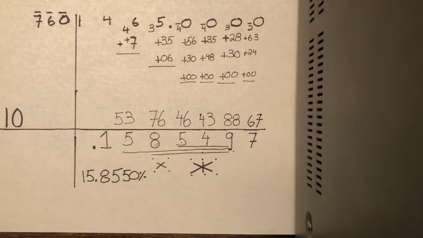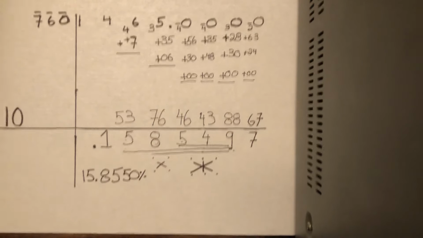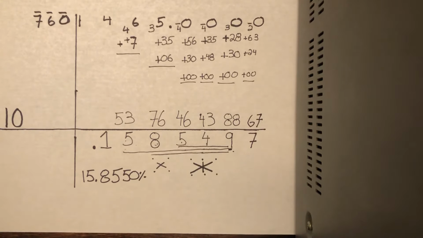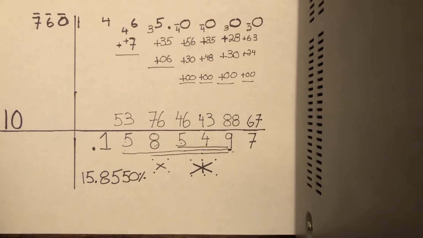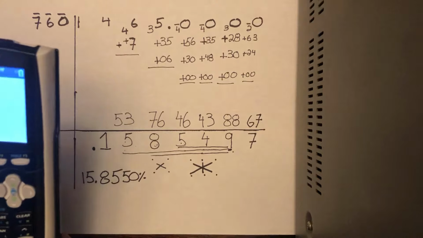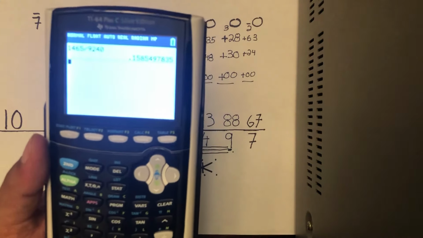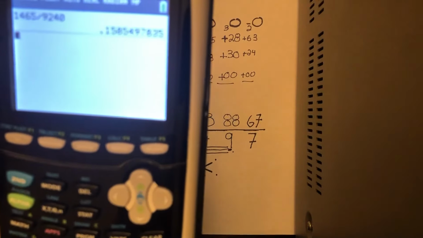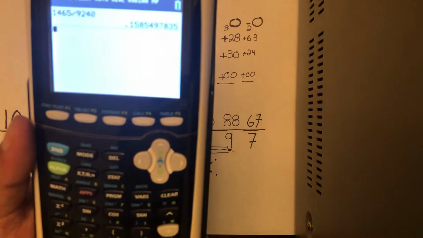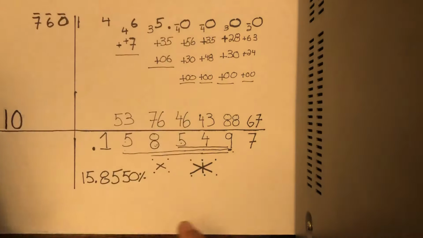Okay, and if I look it on the calculator, I can confirm that. So 1465 divided by 9240. Okay, so if you look at the decimal, it matches it, 0.1585497. So 0.1585497, okay? We just rounded it off, okay?